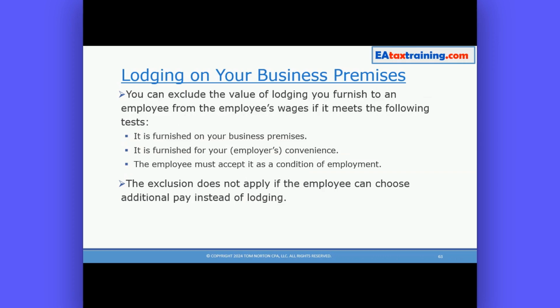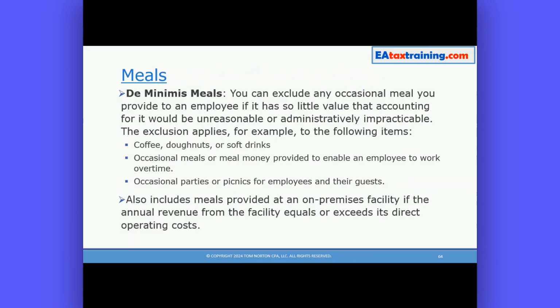So in that case, as long as it's on the business premises and it is for the employer's convenience, then they can go ahead and deduct that, of course, and they can exclude that from the employee's wages. Obviously, if you give the employee the choice, either you can take the little apartment or we'll pay you more wages and you can live wherever you want, well, at that point, it's obviously not necessary for the employee to be there. And so that would not count. And you would have to include it in their income.